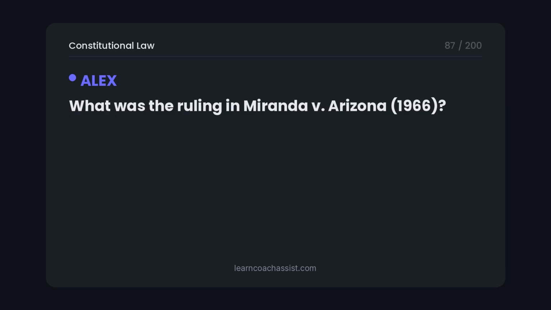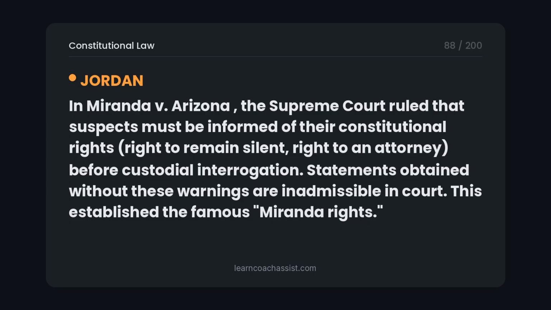What was the ruling in Miranda v. Arizona, 1966? In Miranda v. Arizona, the Supreme Court ruled that suspects must be informed of their constitutional rights (right to remain silent, right to an attorney) before custodial interrogation. Statements obtained without these warnings are inadmissible in court. This established the famous Miranda rights.